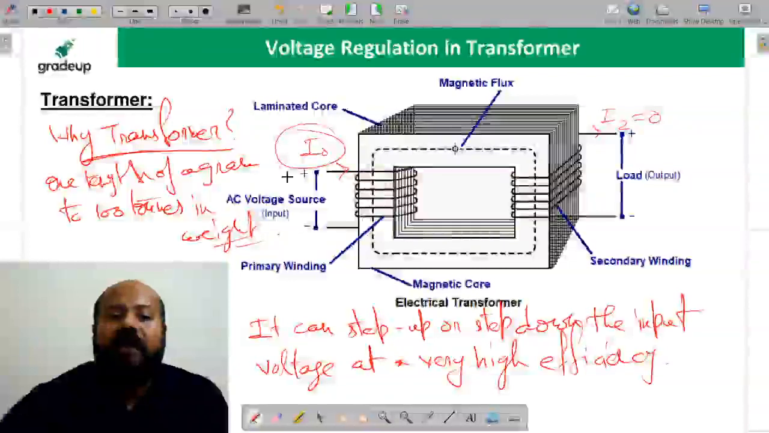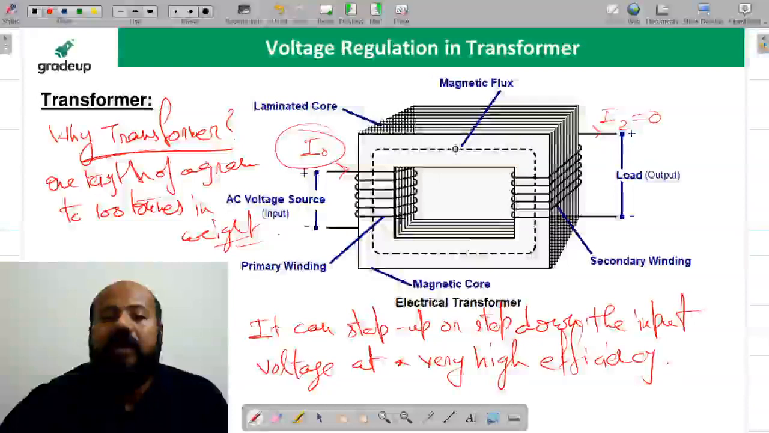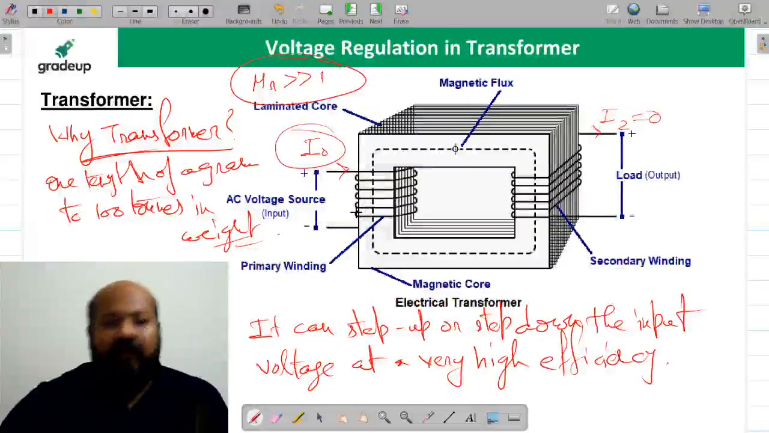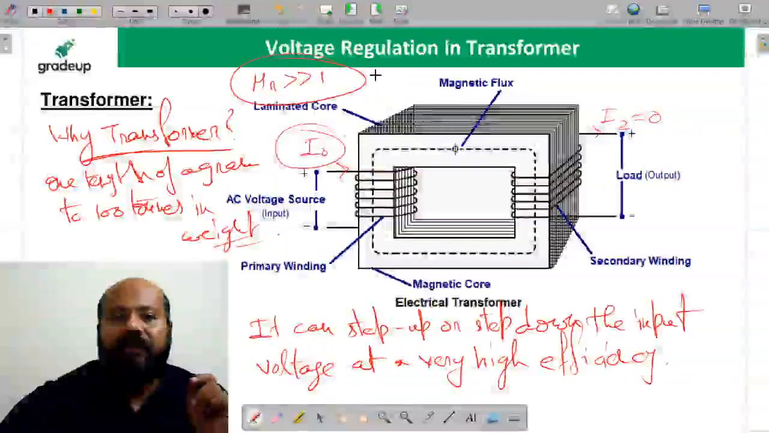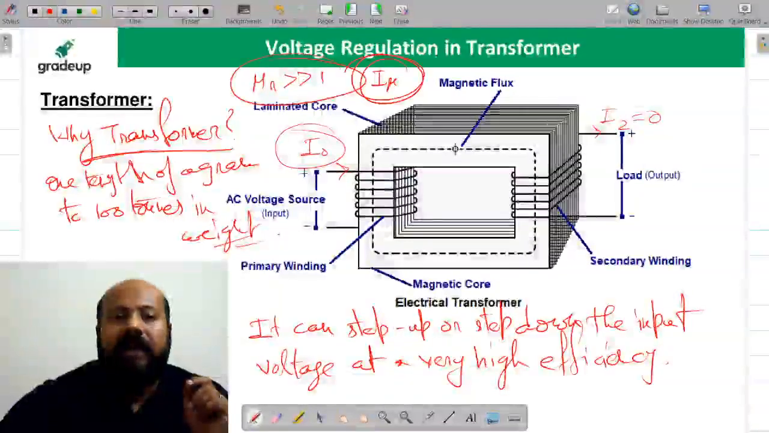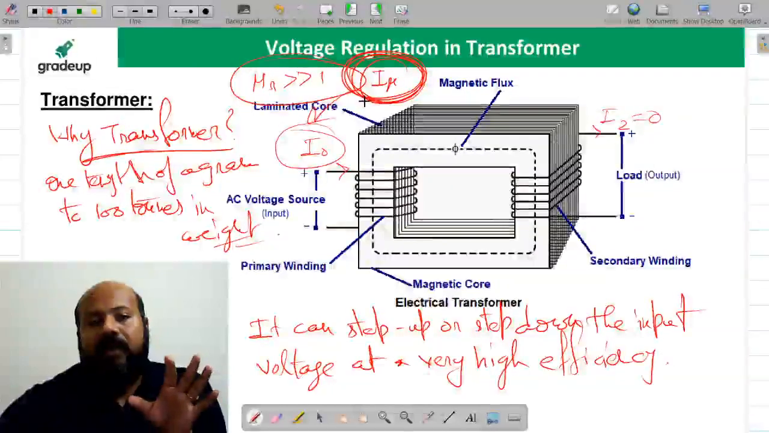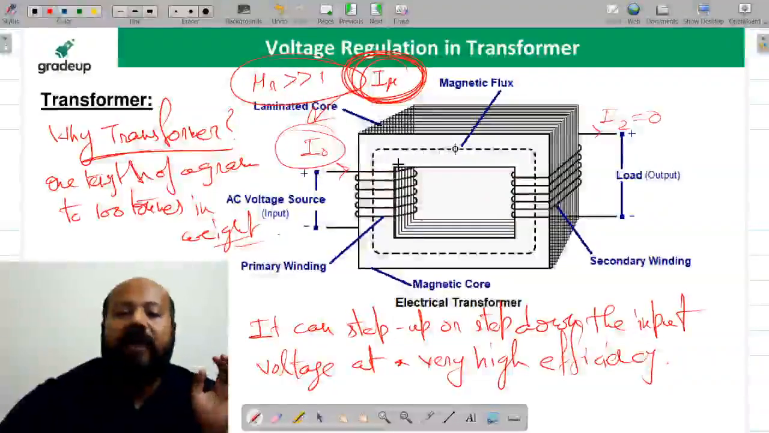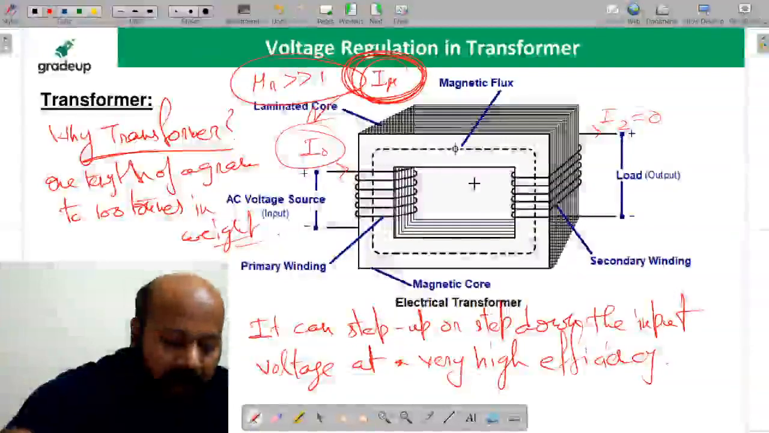What is the magnetizing current? Magnetizing current is the current required to set up the flux in the core, that is the flux phi. Now if your mu r value is very, very high, we are assuming infinite for ideal transformer. If it is very, very high, it means the magnetizing current component of the no load current is very less. With just a very, very small, almost zero magnetizing current, you can set up the flux in the core. That is how we are defining the permeability.